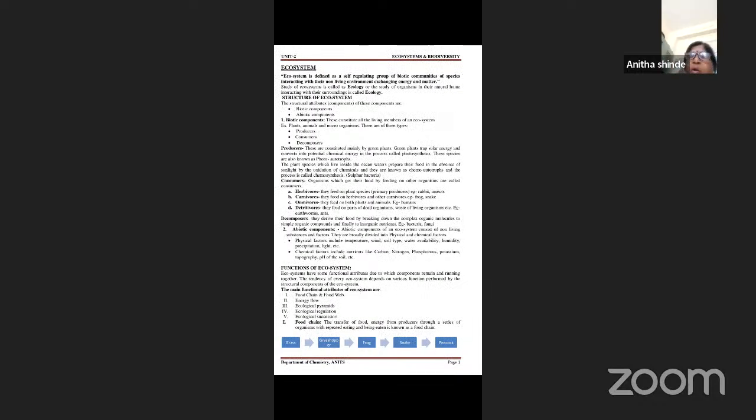Now till now we have discussed in general what we mean by ecology, ecosystem, and biodiversity. Then how to conserve biodiversity, and what the different strategies are to conserve it. Now we will see first, when you talk about the ecosystem, what is an ecosystem, what are the different types of ecosystem, and what is the structure of the ecosystem.